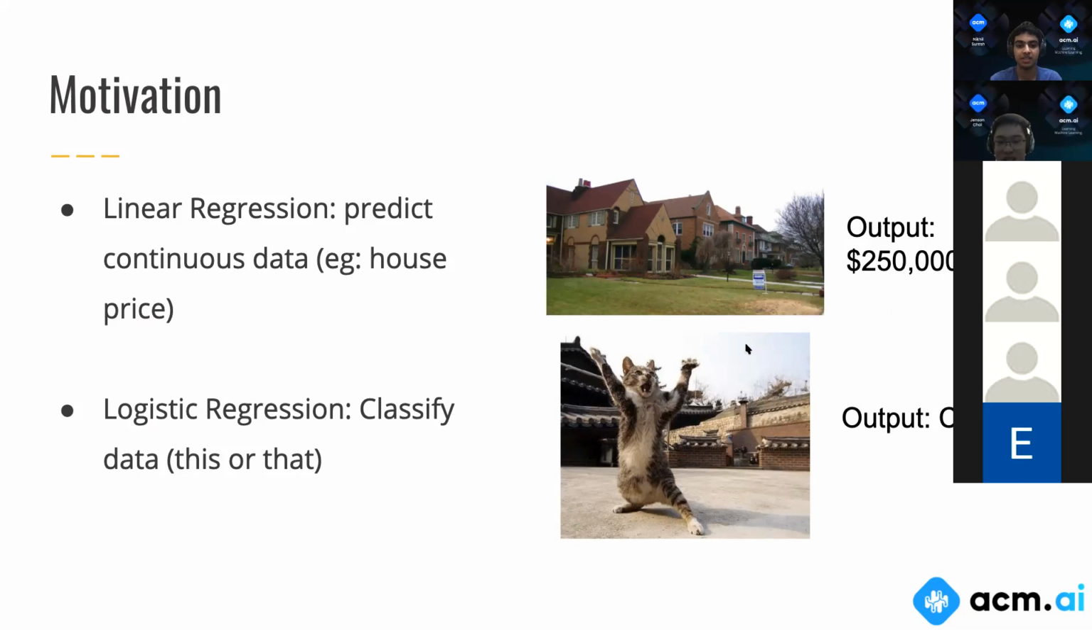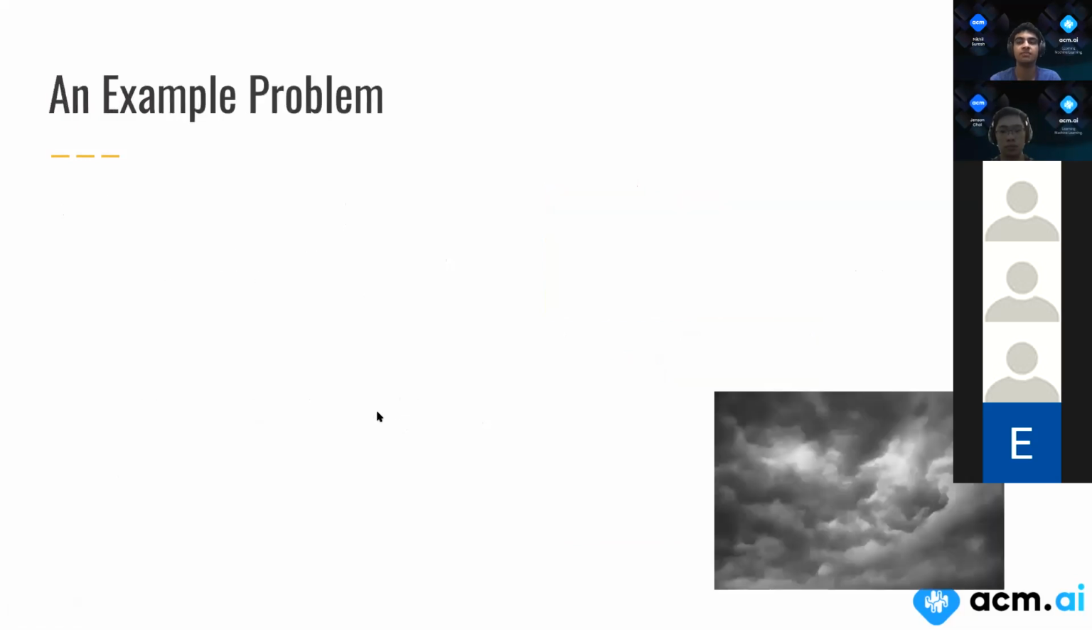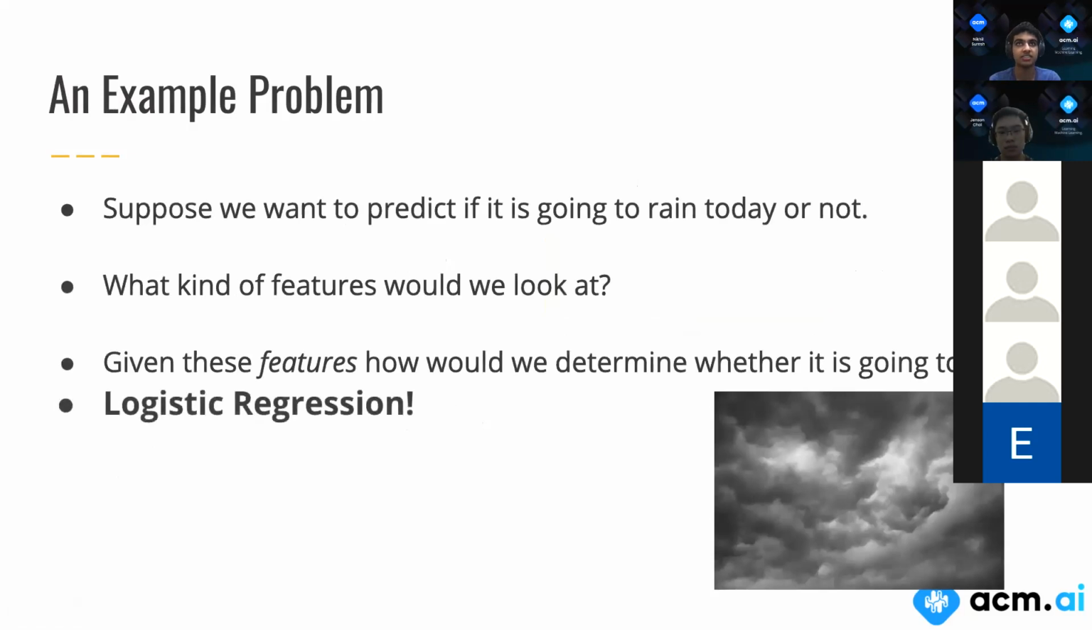So it's continuous. On the other hand, we have our cat picture right here. It's a pretty angry cat, but it is classified as a cat, which is not a number. It's just a cat or a dog or some animal. So there are finite discrete options for this. That's the big difference. Our goal is to figure out how we can create some model that can classify data instead of always predicting continuous data. A quick example for this is, let's say we wanted to predict if it's going to rain today or not.